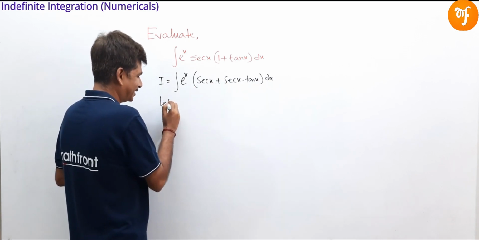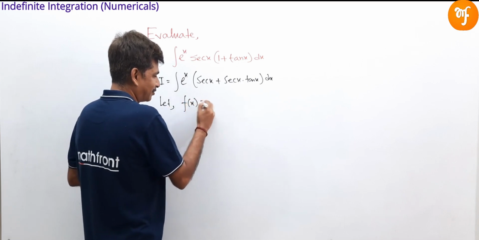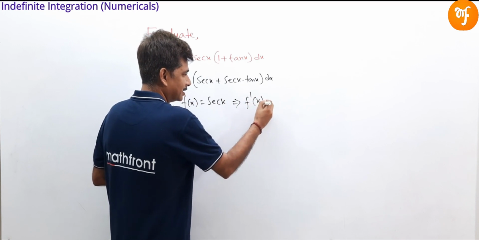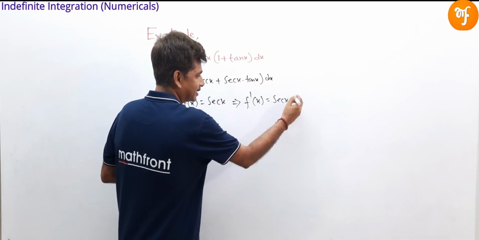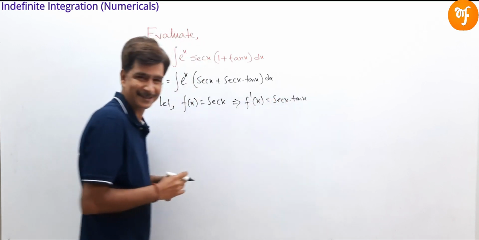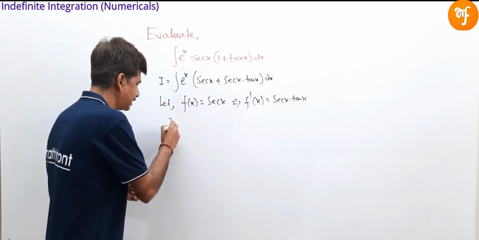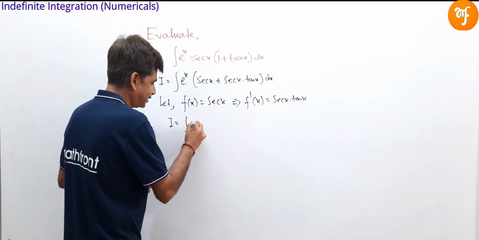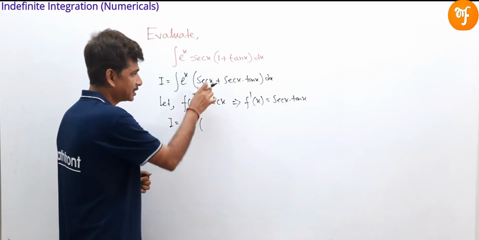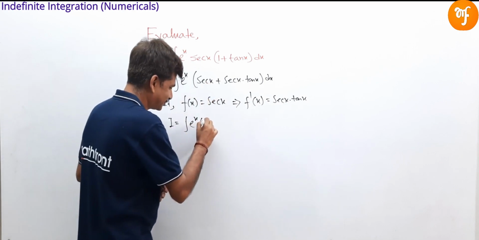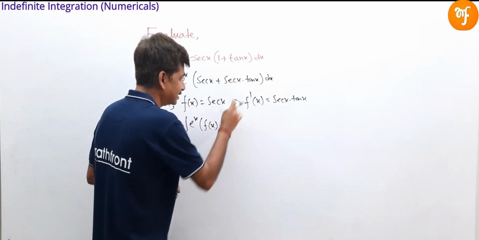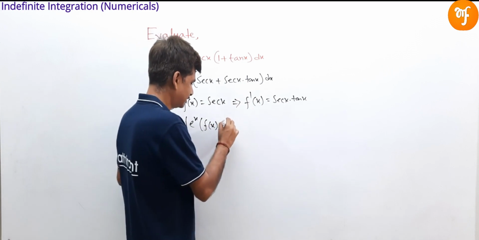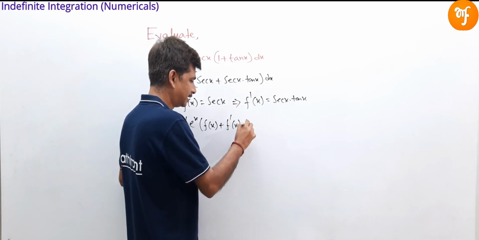So, let f(x) = sec x. This gives f'(x) = sec x tan x. Now, the integral becomes I = the integral of e^x, where instead of sec x we write f(x), plus instead of sec x tan x we write f'(x), and dx is there.